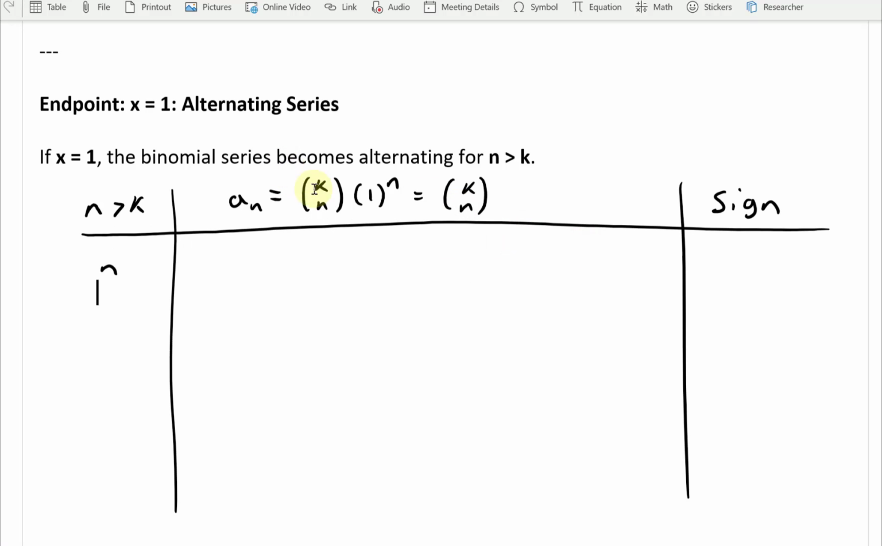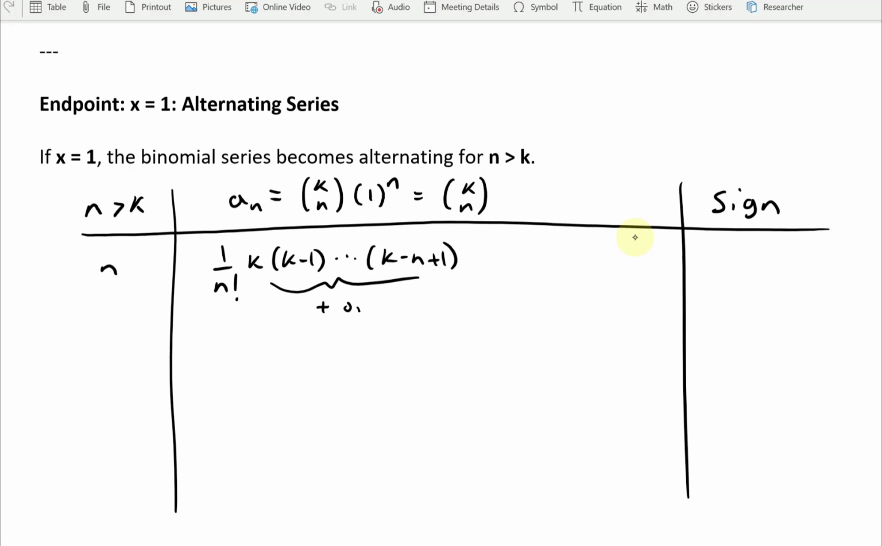Alright, so that's just going to be positive there. Let's move this line further. Now we're going to have the first one for n. It's going to be 1 over n factorial, and we're going to have our usual k minus 1, and then dot dot dot, all the way to k minus n plus 1, like that. And this is going to be plus or minus.